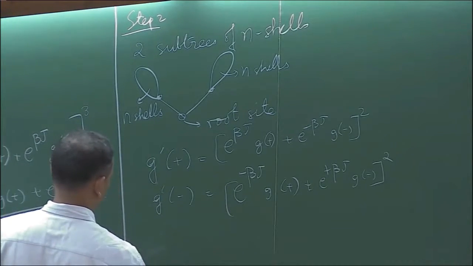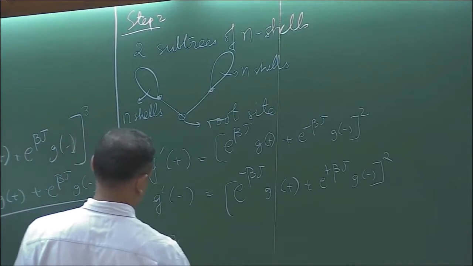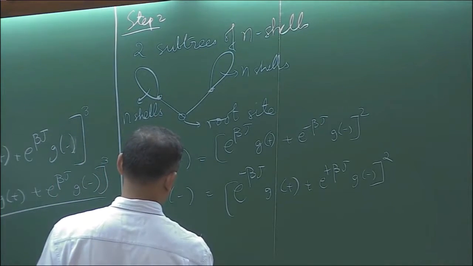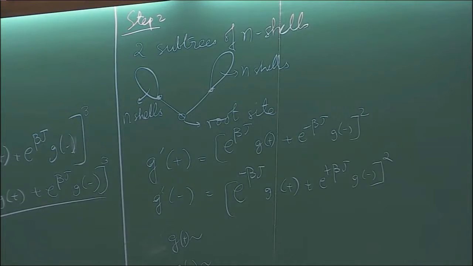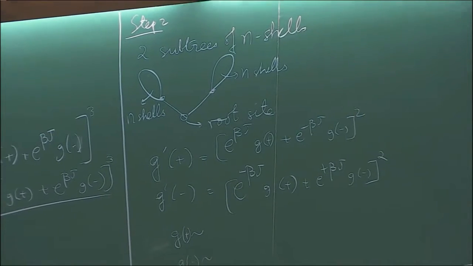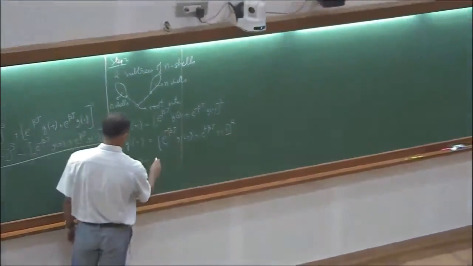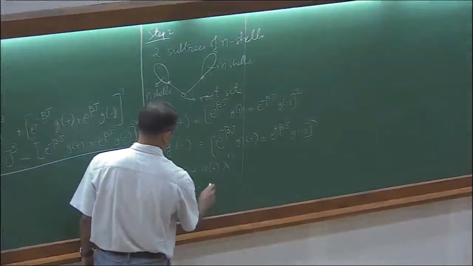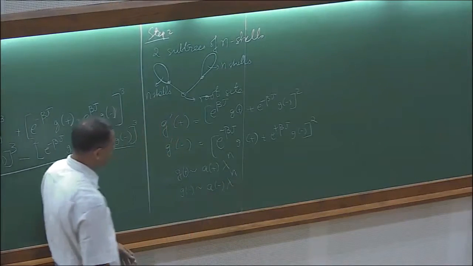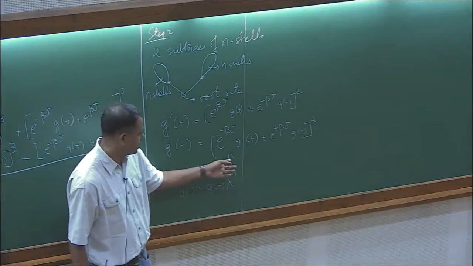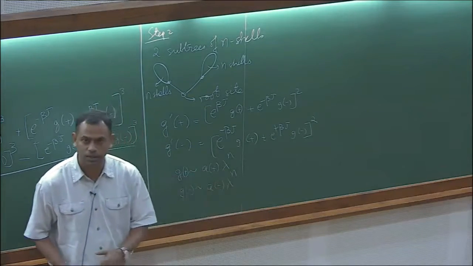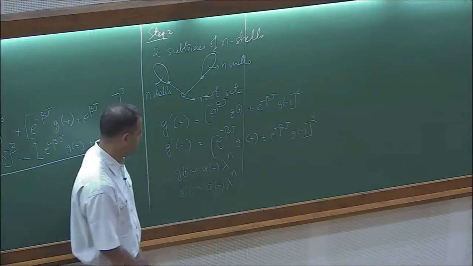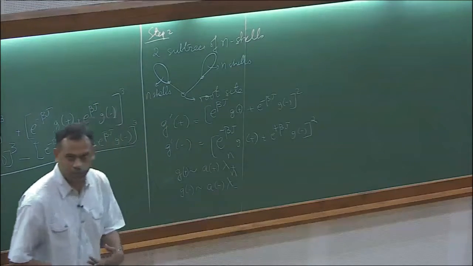If I have a system with n sites, how does my partition function increase with n? E to the power n. So in general I take the partition function and ask how it increases with the number of sites. It increases exponentially with n. I've written here G plus and G minus, so I can put a lambda plus and a lambda minus here. Will they be the same or different?